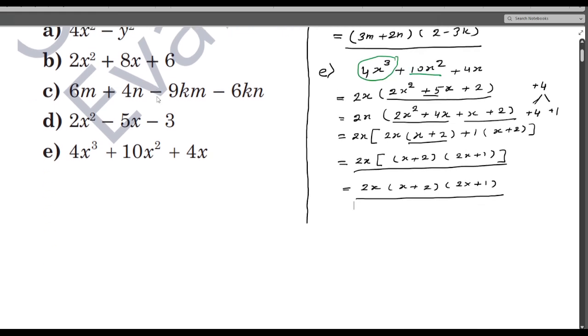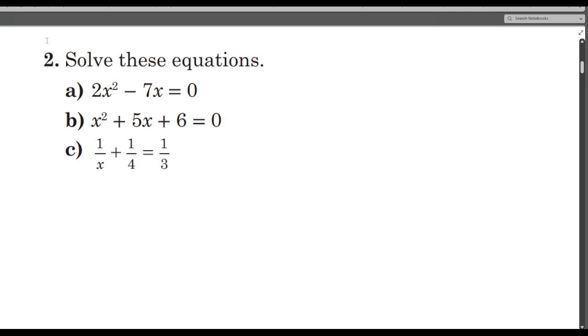Now let us move to question number 2. Question number 2 is to solve these equations. Now solve. Whenever we have to solve an equation, that means we have to find out which x is satisfying that equation. So let us start with the first, a, which is 2x square minus 7x is equal to 0.